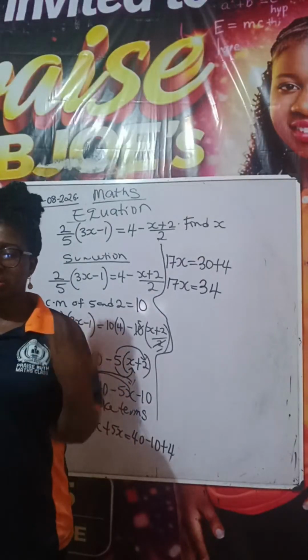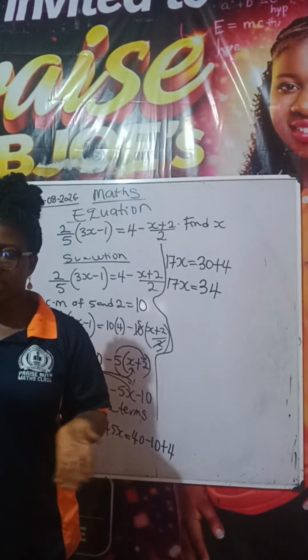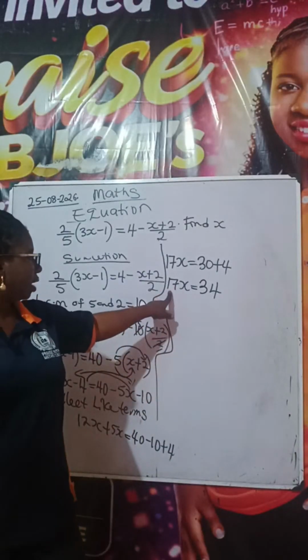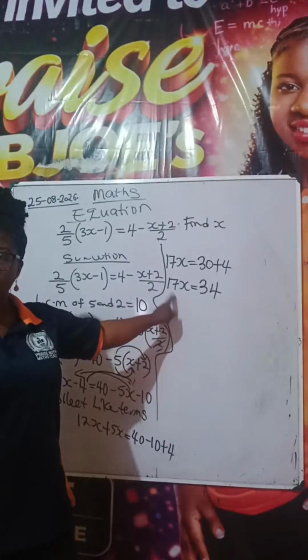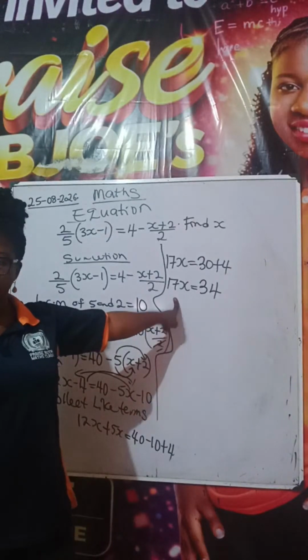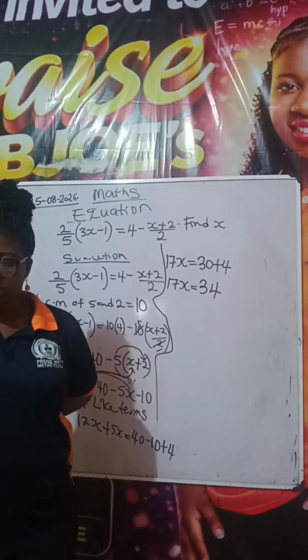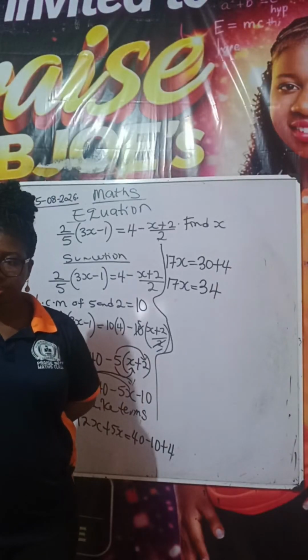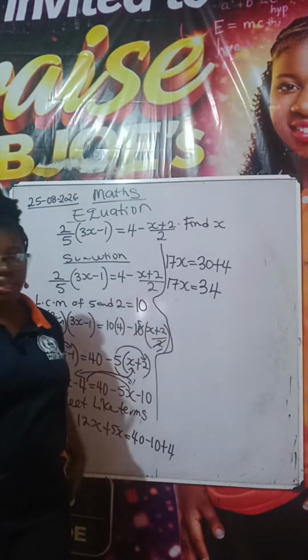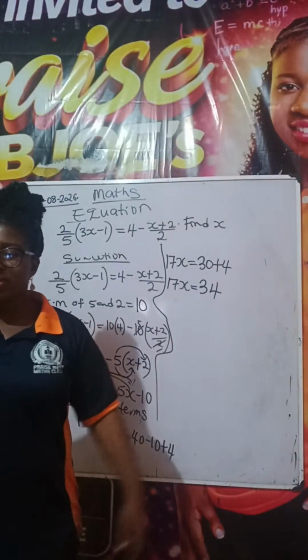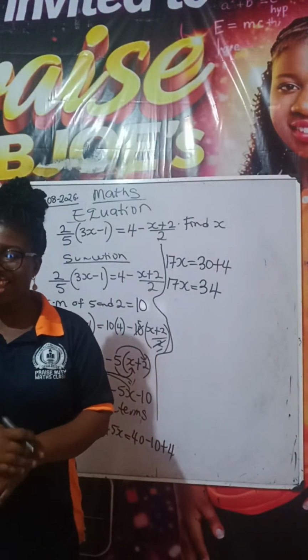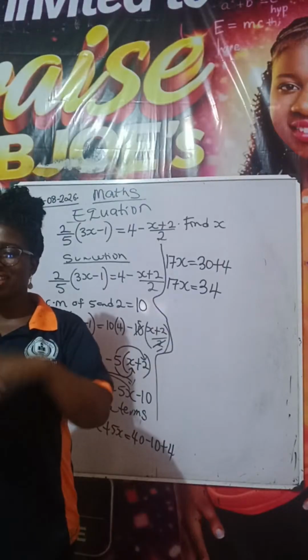Now, what next? Remember that we are looking for the value of x. We have not gotten it. Now, how will I remove the 17? I want to remove the 17. Like, what will I do? Anybody? To remove this 17 here, we need to do something. We divide both sides. Yes. So divide both sides by 17.